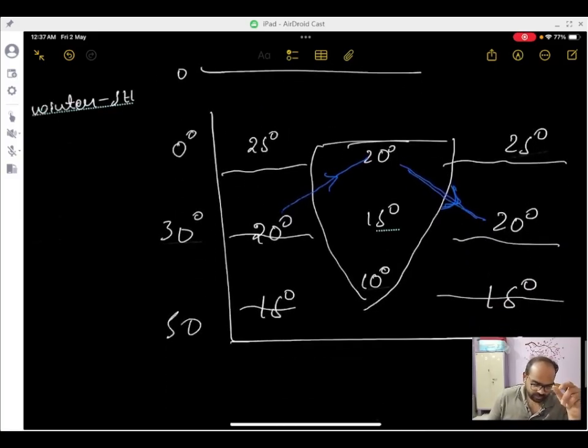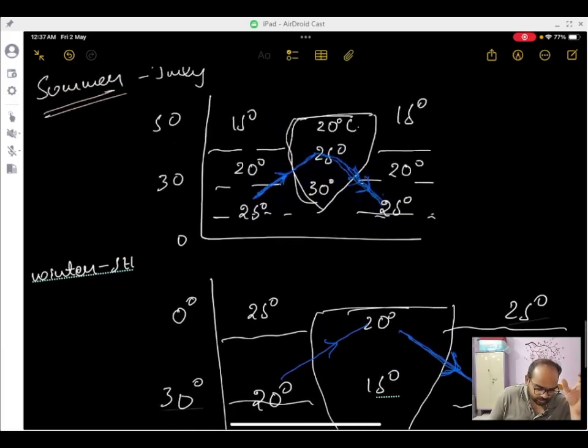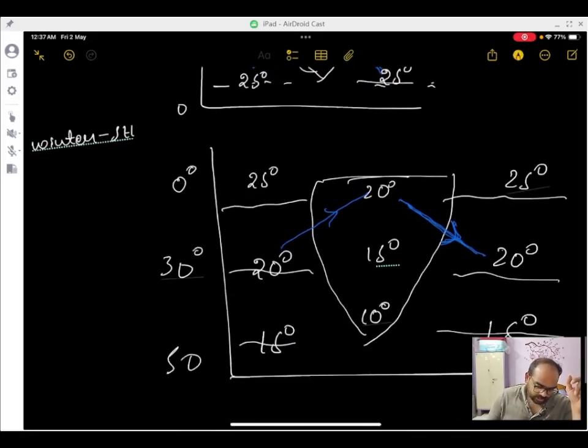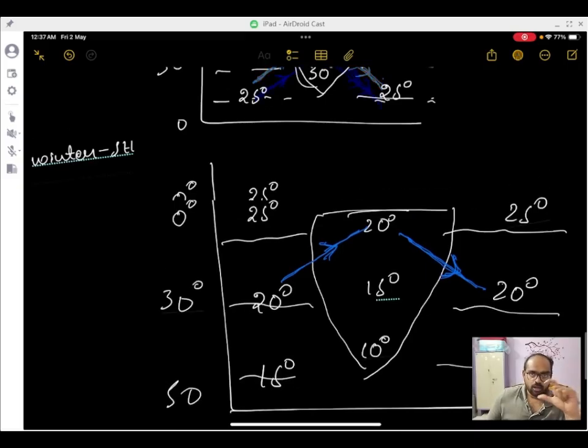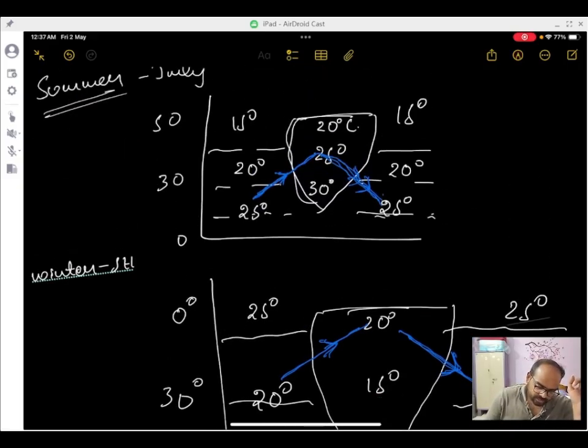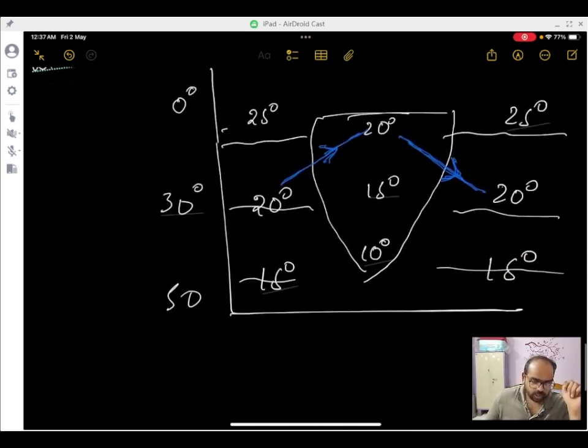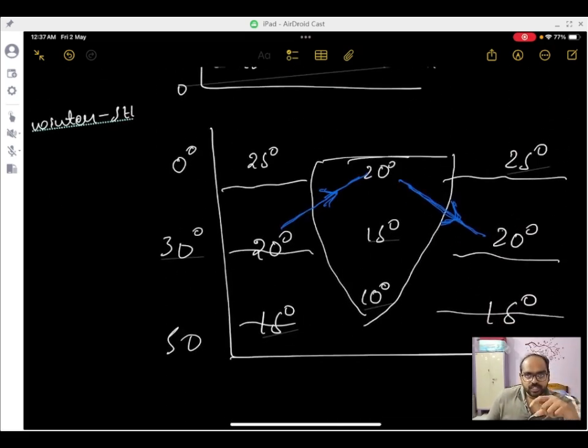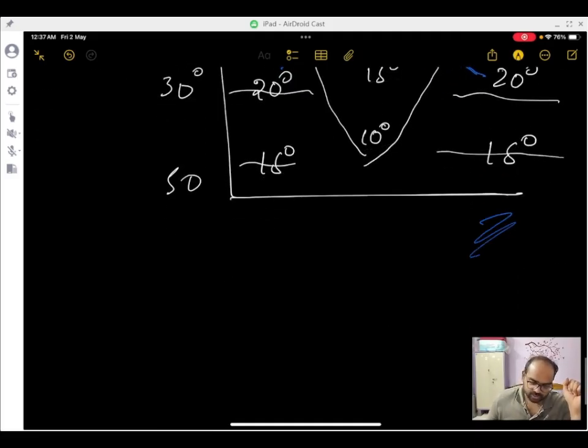Right? In winter southern hemisphere, land to sea, poleward. In summer northern hemisphere, land to sea, equatorward. In winter southern hemisphere, sea to land, equatorward or northward. In summer northern hemisphere, if you draw it from oceans to land, it is poleward. And draw accordingly for summer in the southern hemisphere and winter in the northern hemisphere. So this is it for isotherms.